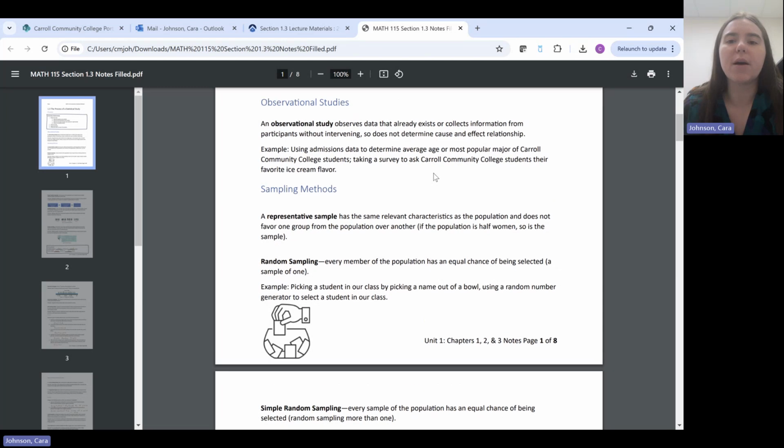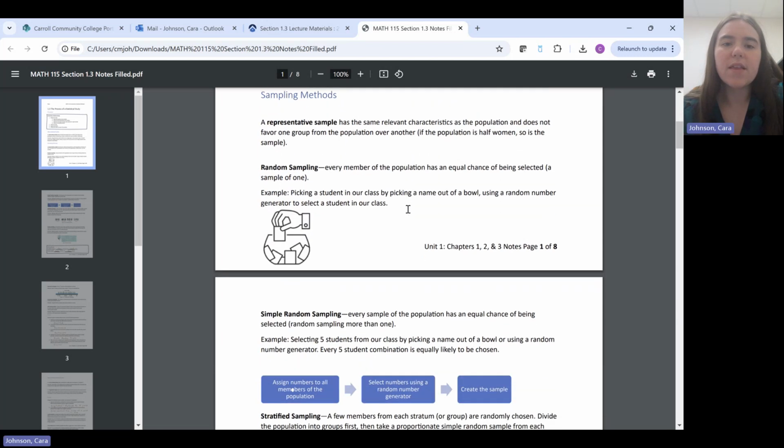Some examples of an observational study: using admissions data to determine the average age or the most popular major of Carroll Community College students. That's just looking at and collecting data and then using it to calculate something, but there's no cause and effect relationship desired there. And then taking a survey to ask Carroll Community College students their favorite ice cream flavor. Once again, no manipulation or intervention, just looking at and collecting data.